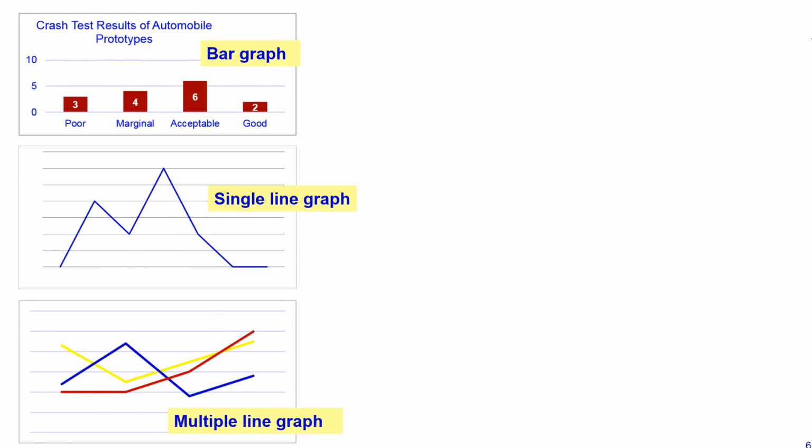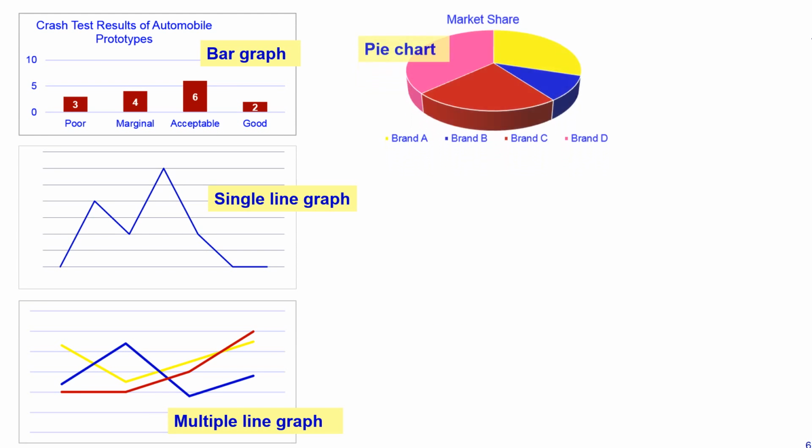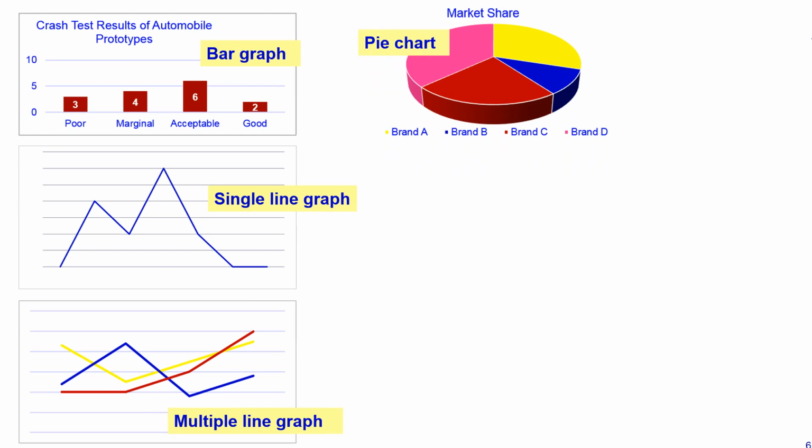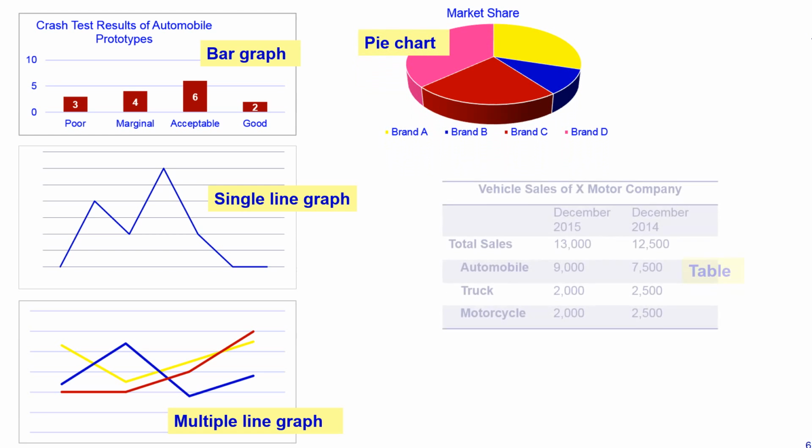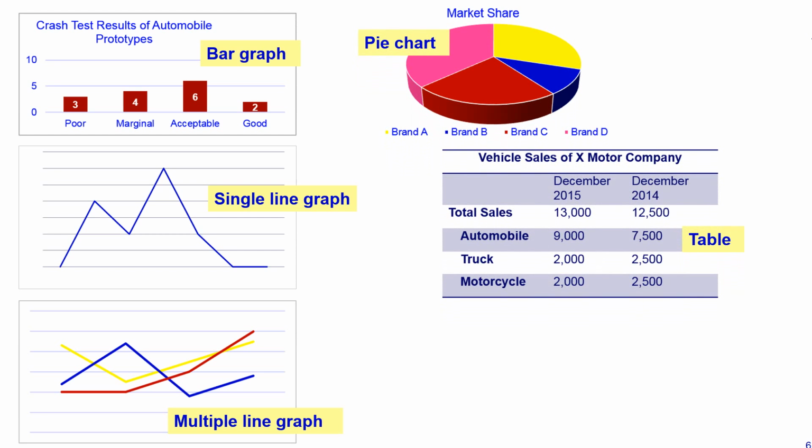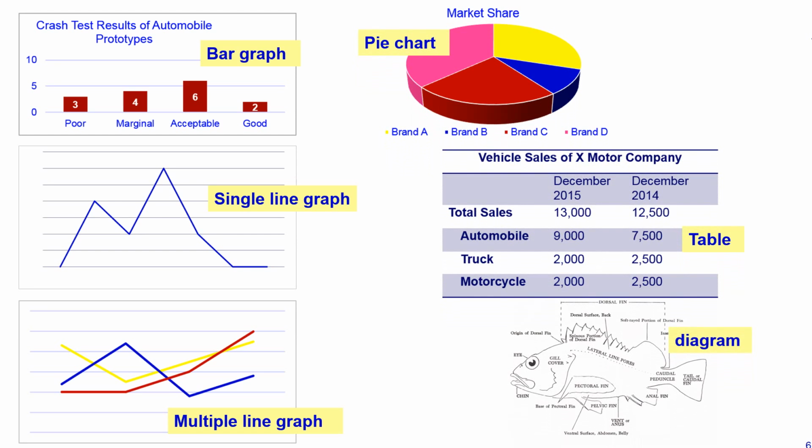Bar graph is often used to compare numbers. Line graphs help present the patterns and trends over time. Pie chart is useful to demonstrate the proportion. Tables show data in columns and rows and focus on values. Diagrams are useful to illustrate parts of something or a flow of information.